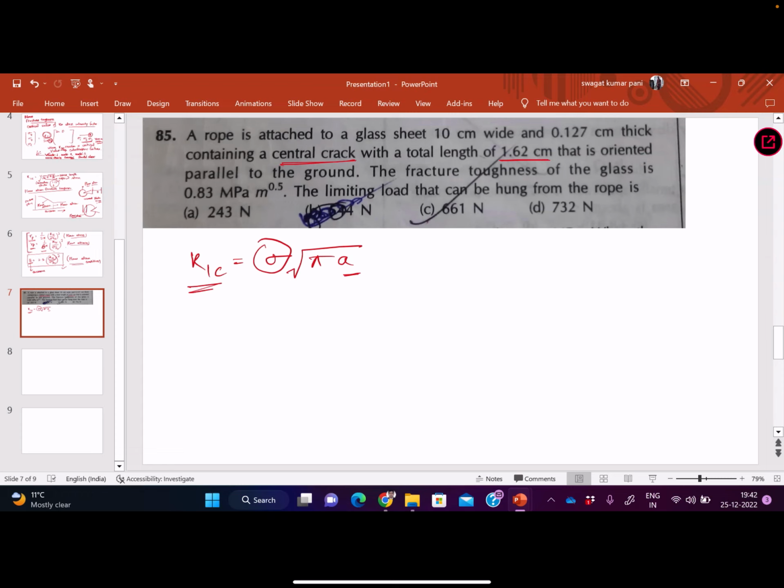So first K1C is given, a is given, you have to find sigma. Then from sigma you can find out, like the width is given, glass sheet 10 cm wide. So this is the glass sheet, this is the crack.